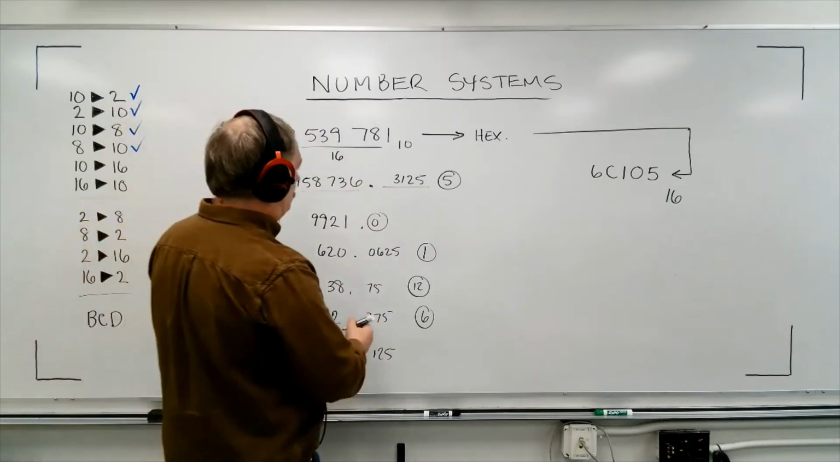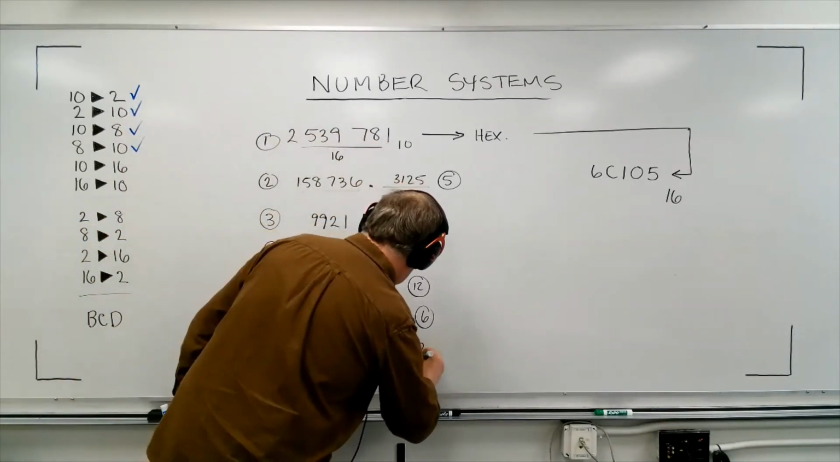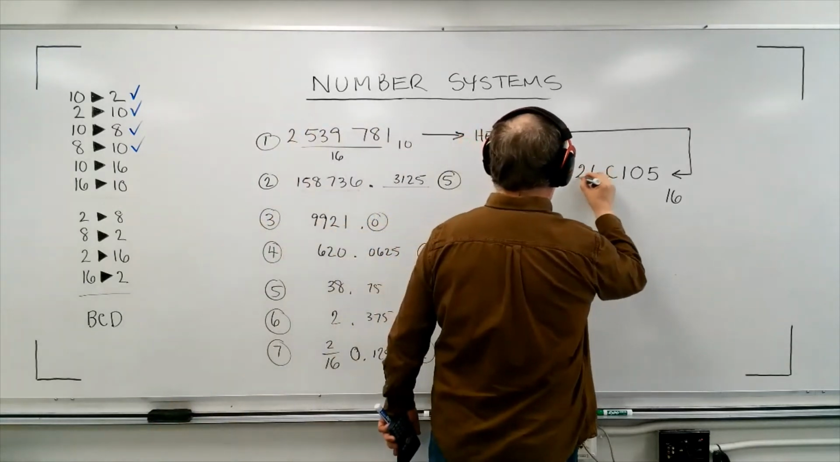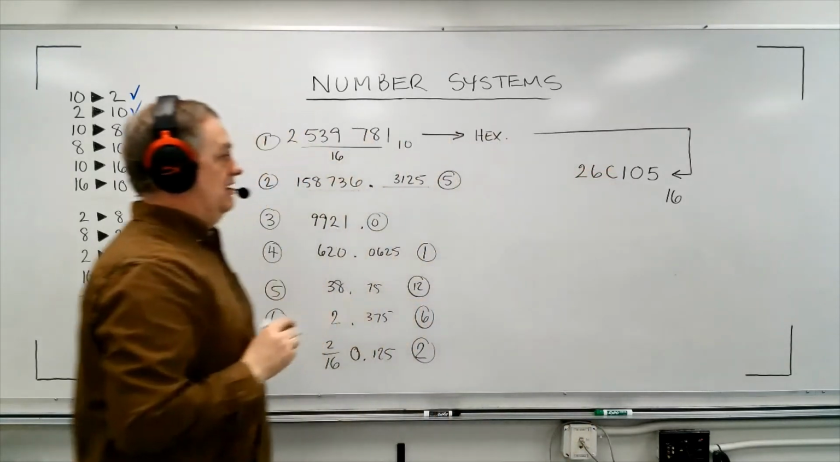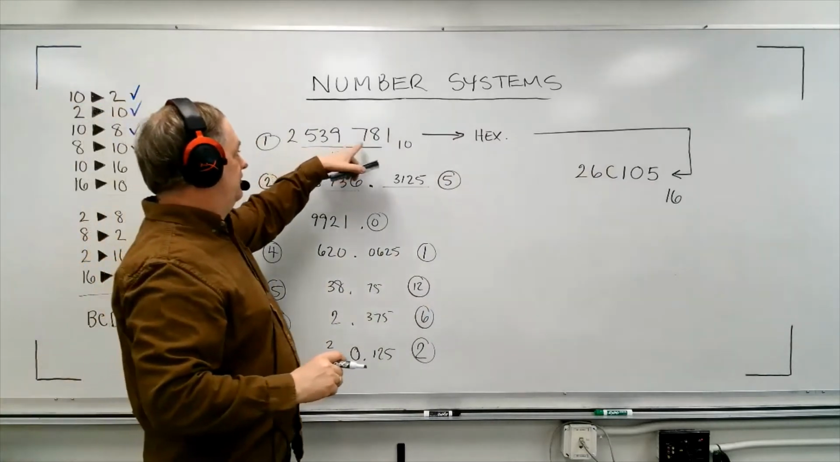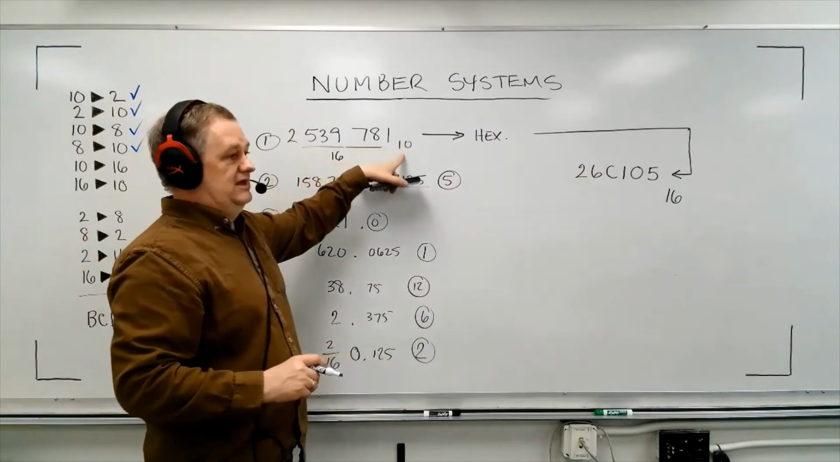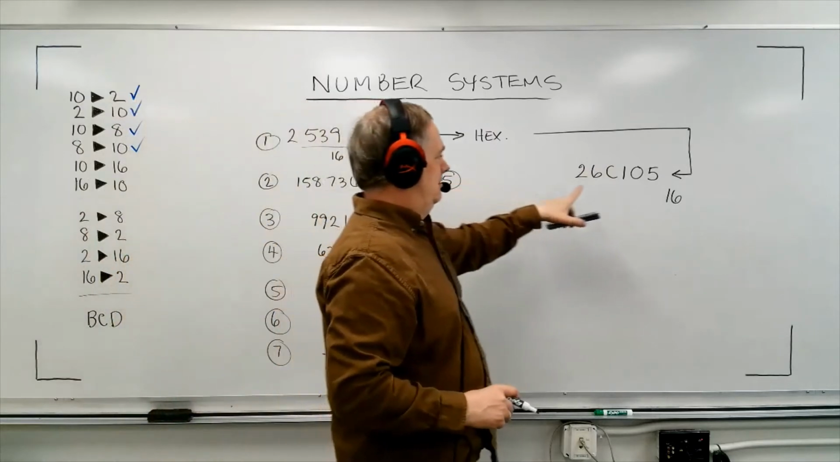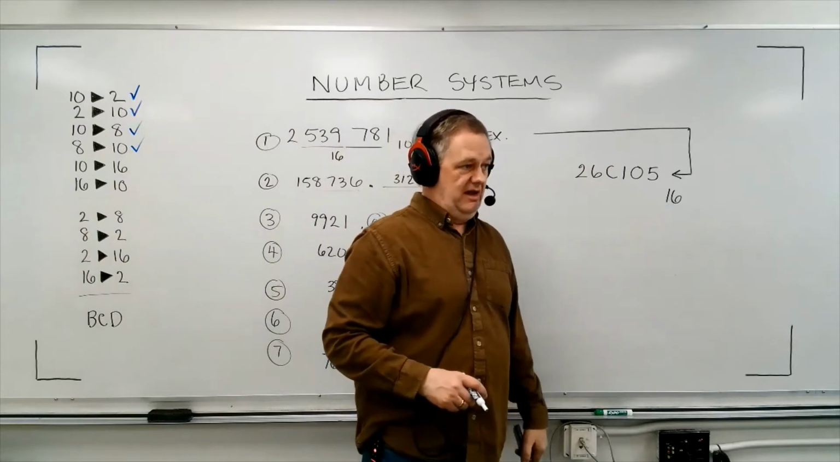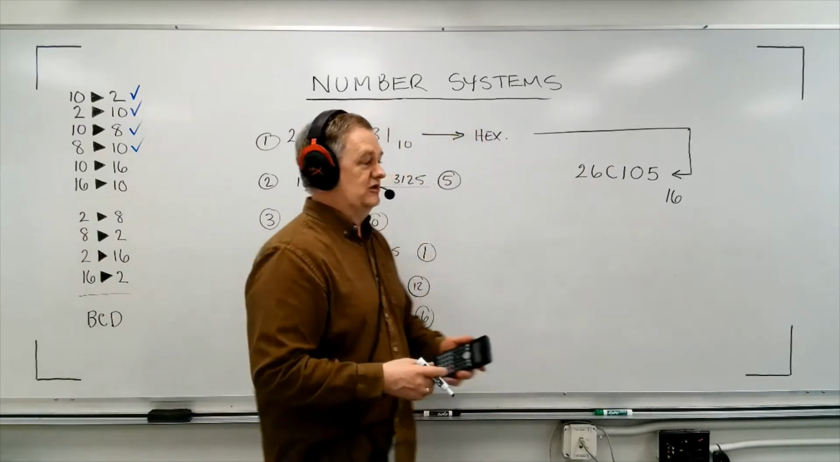And it's actually 2. And so there you have it. The 2 is our most significant digit in our hex number. So 2,539,781 in decimal is actually 26C105 in hex. Okay, so there's your conversion.